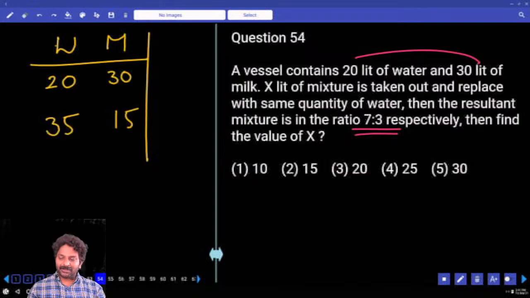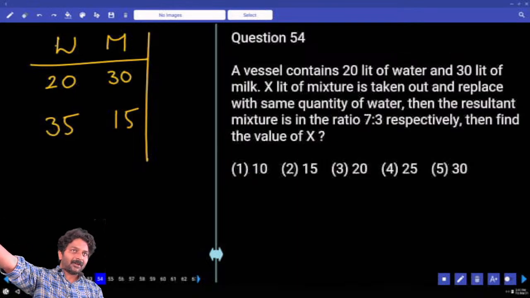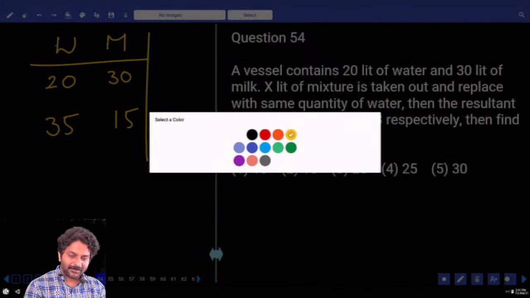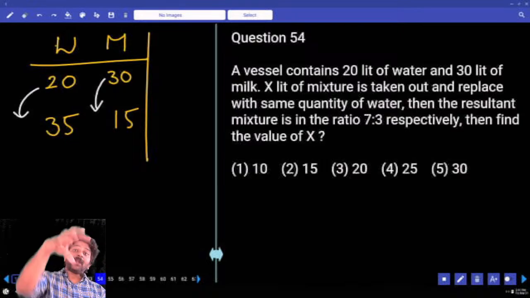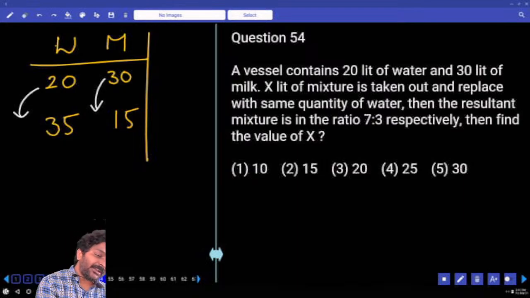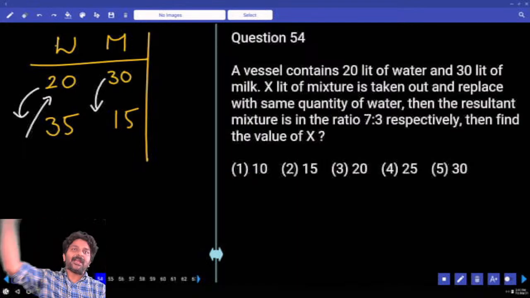So now, wait a minute. We were asked to calculate the X value. That means what is the quantity which is taken out? Right. Now observe. Some quantity is taken out from the 20 liters and then the 30 liters. Whatever is taken out, the same quantity of water is again added. So for water, how many changes are there? 2 changes are there. Some quantity is going out and some other quantity is coming in. But when it comes to milk, there is only one change.